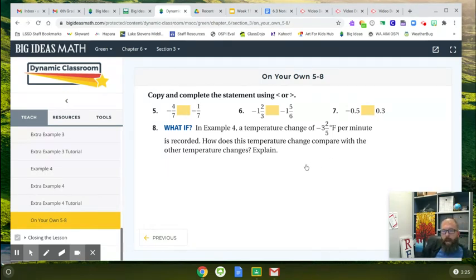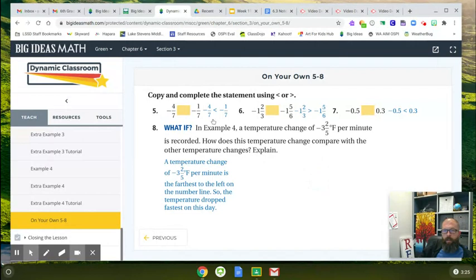All right, now that you're back, let's take a look. -4/7 is less than -1/7. -1 2/3 is greater than -1 5/6. So you had to get a common denominator there. And then -0.5 is less than 0.3. If you drew your number lines, then you probably got those correct. So make sure we're using those number lines. Great job. We'll see you at the mini assessment.